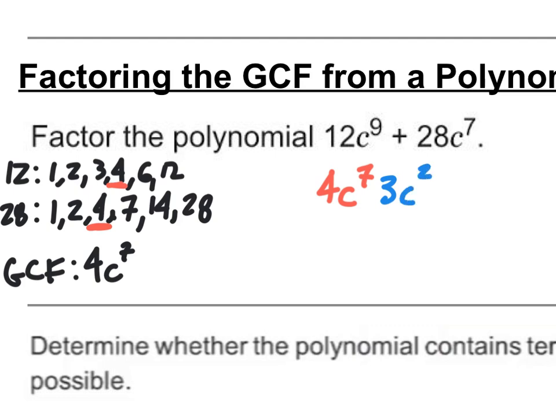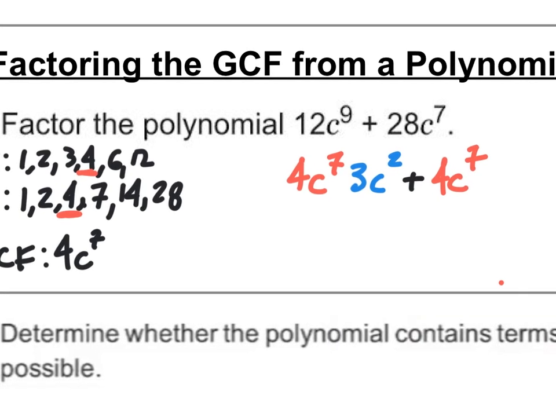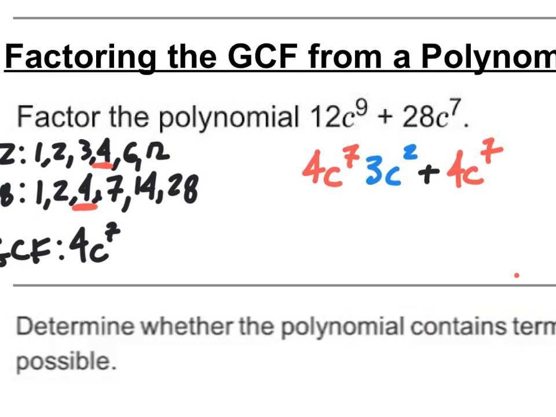And then I'm going to do plus. And if I rewrite 28c to the 7th and factor out the greatest common factor, 4c to the 7th, then we are simply left with times 7.